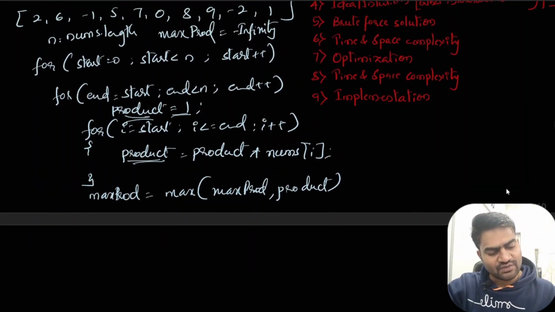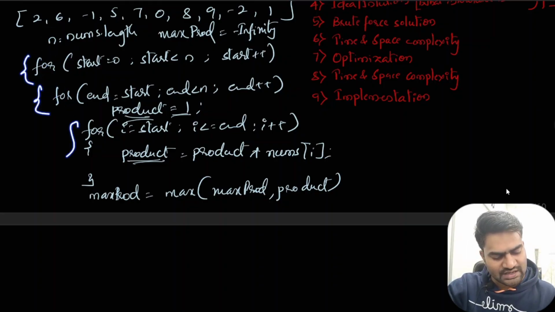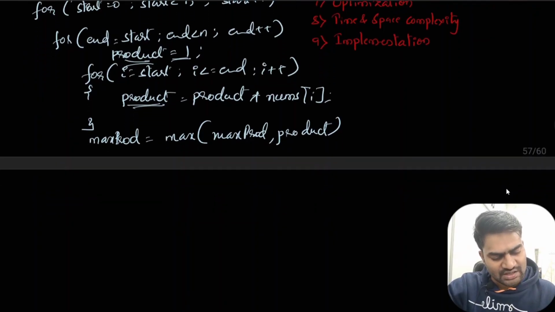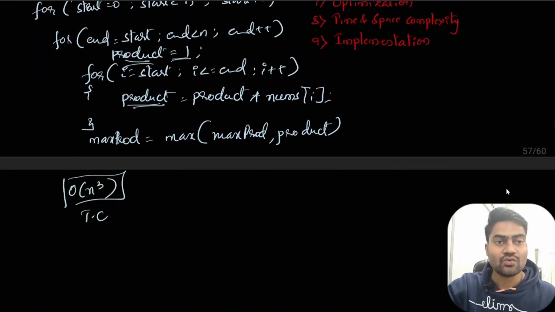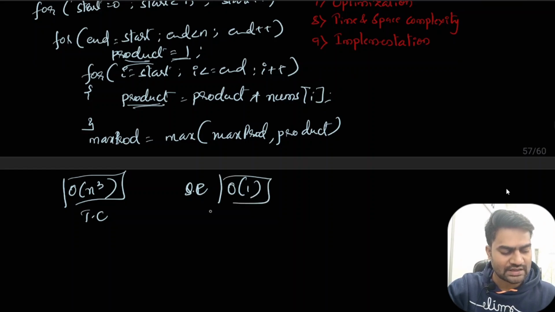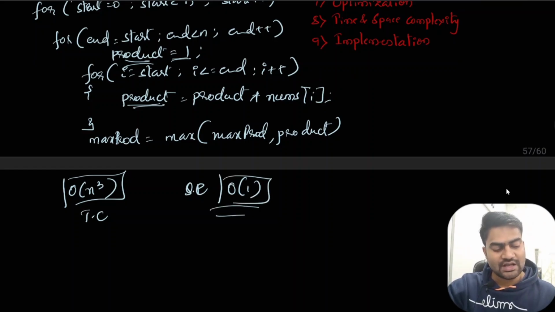So this way it will give us the maximum product. And if you see, we use 3 for loops. This is one, this is one, and this is one. So our time complexity will be O of n cube. And if you see, we are not using anything extra. That's why our space complexity will be O of 1. But since this is an n cube solution, this is extremely costly for us.